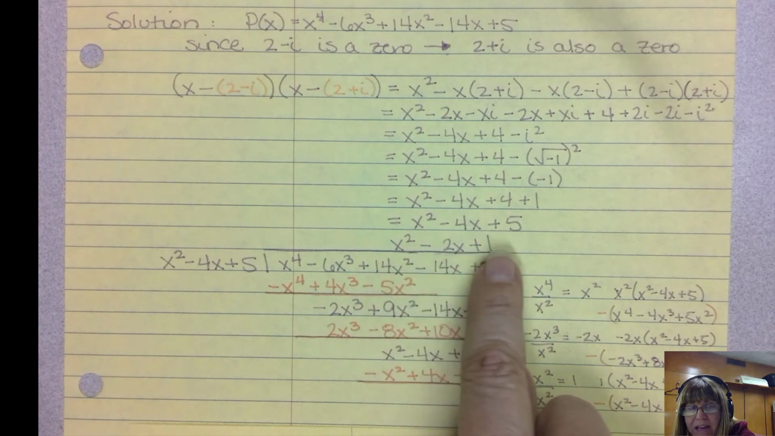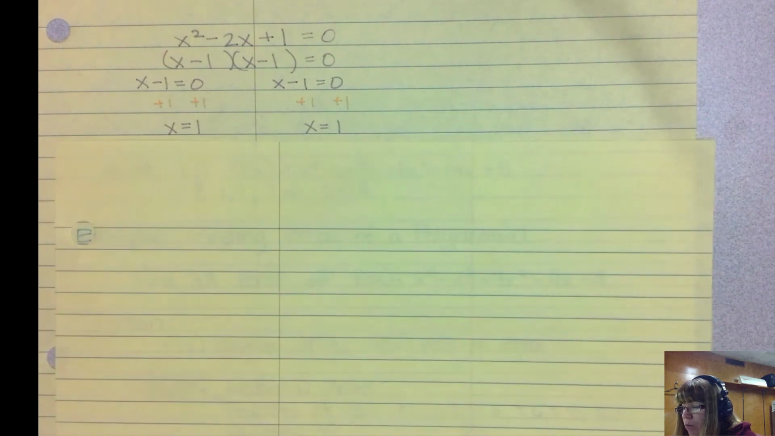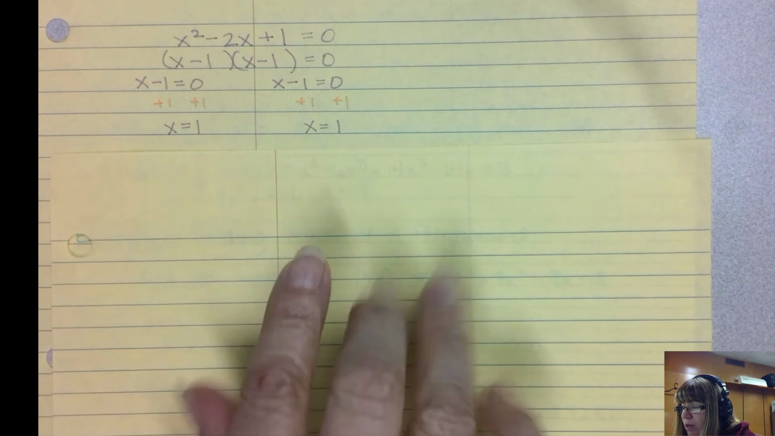If I factor this x squared minus 2x plus 1, I should get the other 2 zeros. Okay, let's factor x squared minus 2x plus 1. Well, positive 1 means that they both have the same sign. 1 times 1 is 1, but 1 plus 1 is 2, so they've got to be negative 1s. And therefore, my remaining 2 answers are x equals 1 and x equals 1.